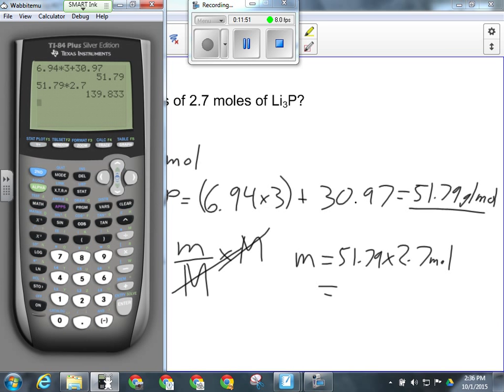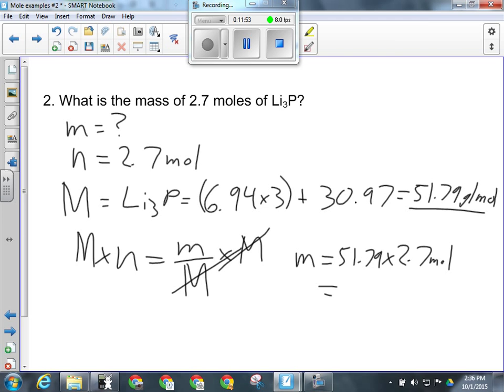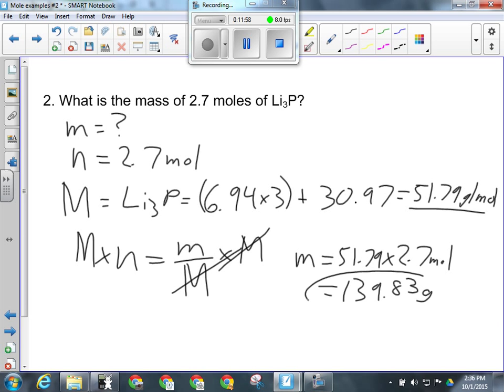And we got 139.83 what? Grams, right? Okay, so that would be 1 mark for that, 1 mark for your manipulation, 1 mark for plugging the numbers in, 1 mark for the answer, so likely a 4 mark problem.